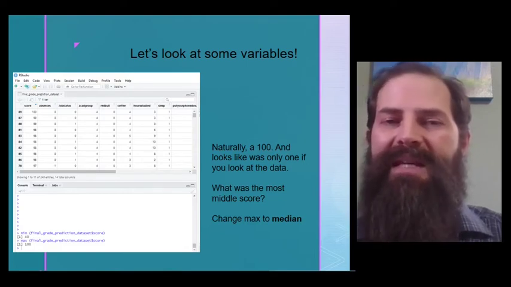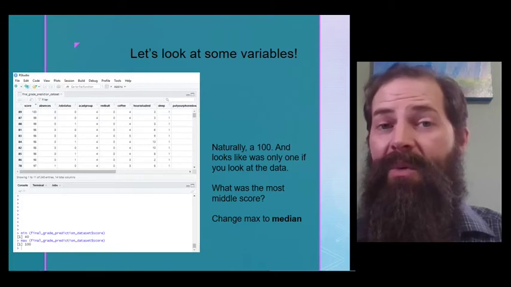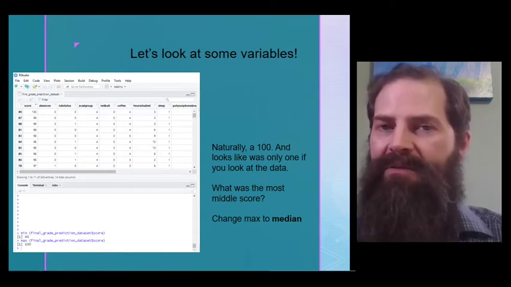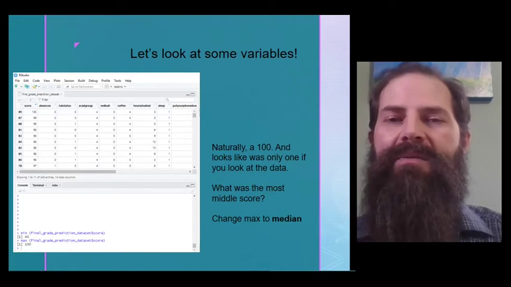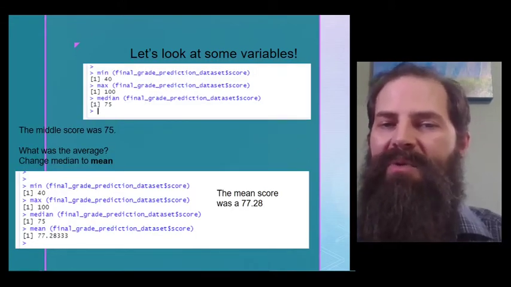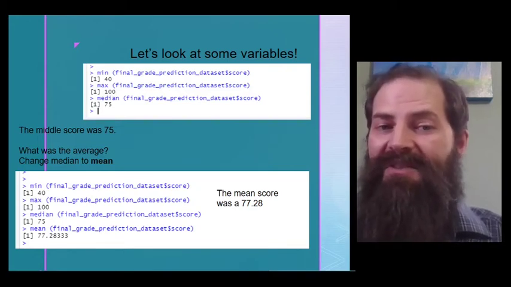If we type in median, where we typed in max, we'll actually get a different thing. So go ahead and hit down or copy and paste so that you can change your old command of max and replace the word max with median. Now let's see what the median score was. We have the min, the max, and now the median score was 75. Middle ground was 75. Interesting.